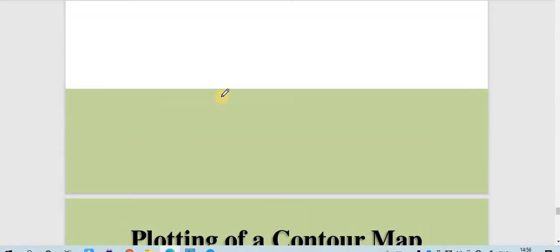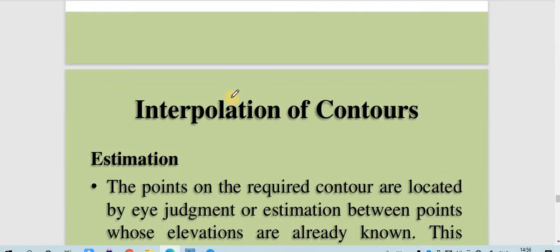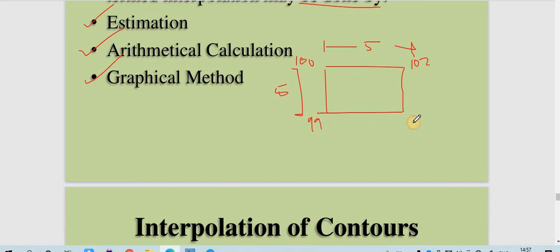So let me show you how to do your interpolation. Suppose you have a grid like this. There is a level of 100 here. There is a level of 102 over here. Okay. The distance between these two boxes is what? 5 meter. Again, the distance between these two boxes is about 5 meter. Suppose this is 99. This is your 98.